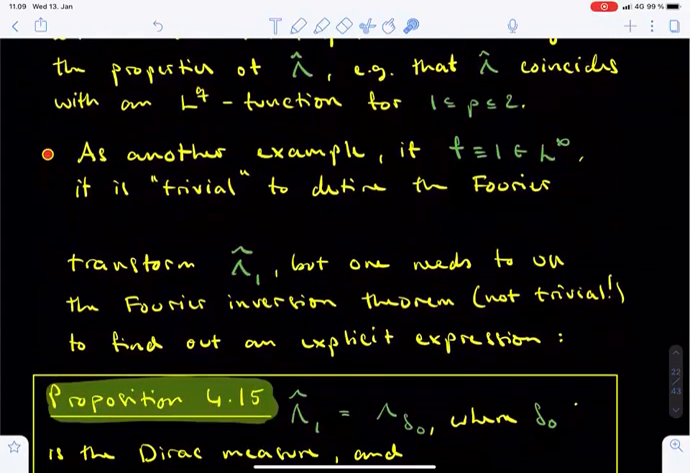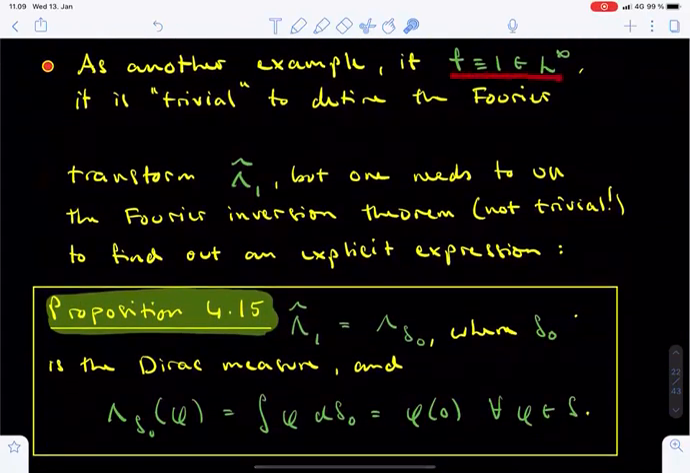Let's now return to a previous example where we were interested in finding out the Fourier transform of the function 1. This function defines a tempered distribution lambda subscript 1, and we have a definition for the Fourier transform of this tempered distribution as another tempered distribution. But now some hard work is needed in the form of the Fourier inversion theorem to find out something more concrete about this object. In proposition 4.15, we show that the Fourier transform of the tempered distribution lambda subscript 1 equals the tempered distribution lambda subscript delta 0.